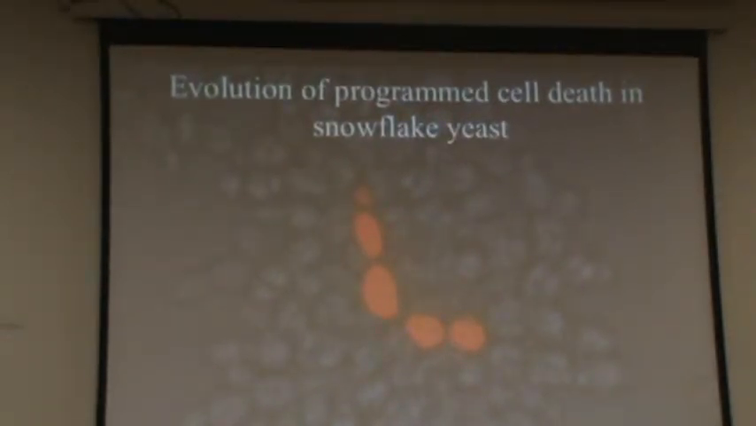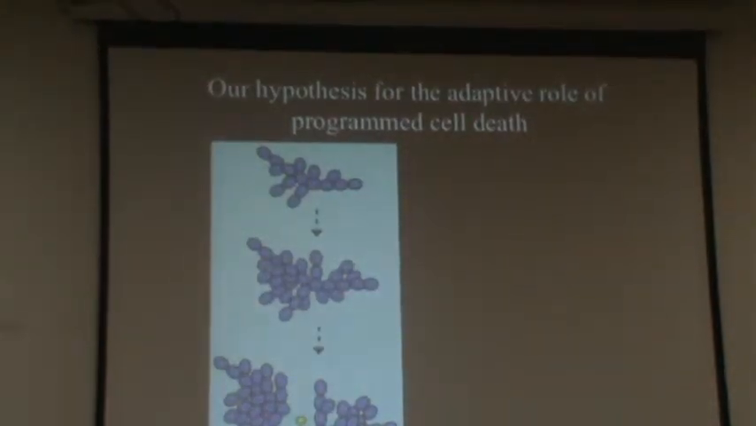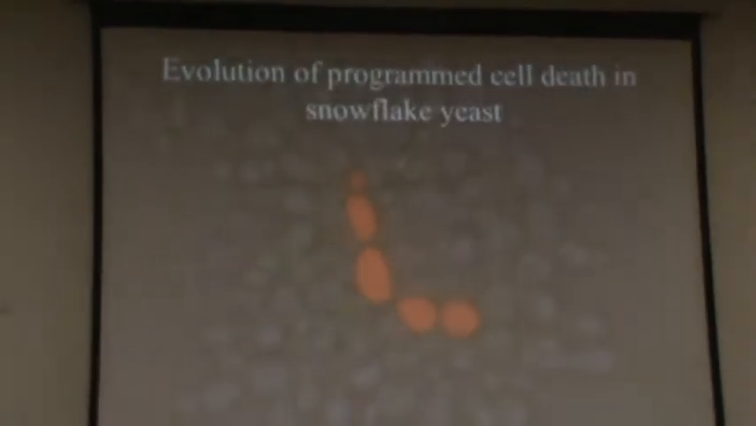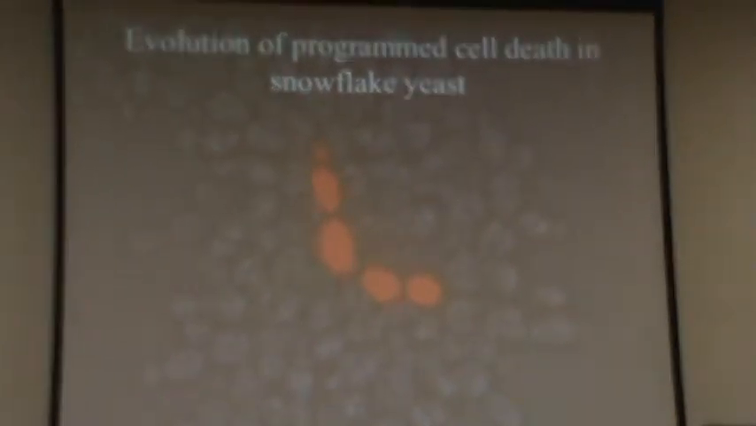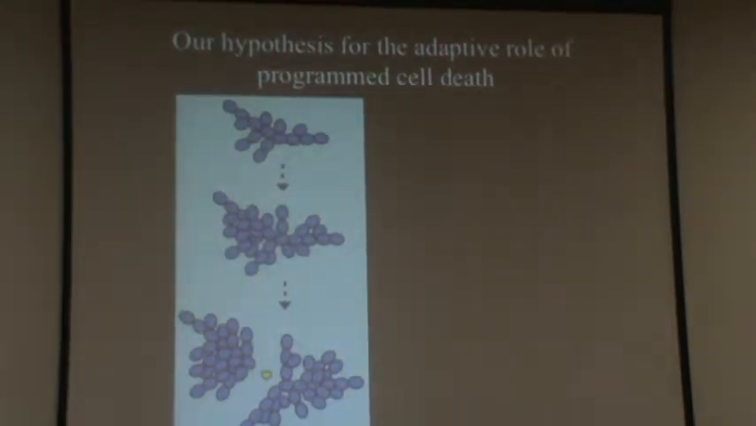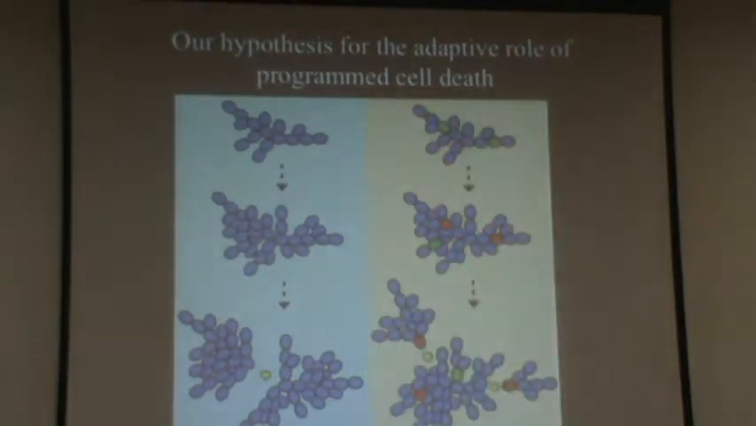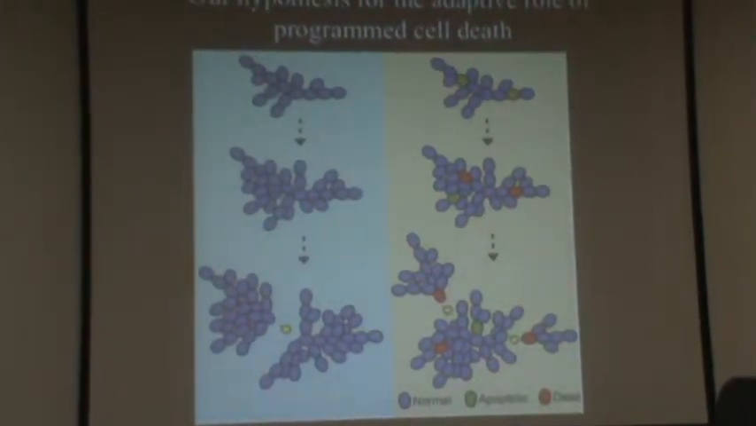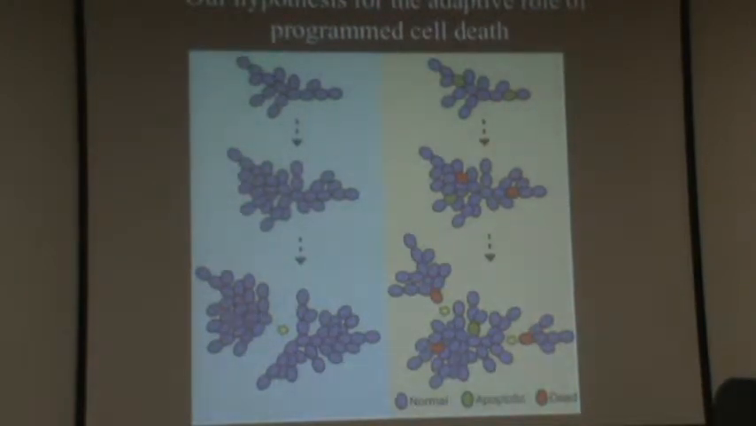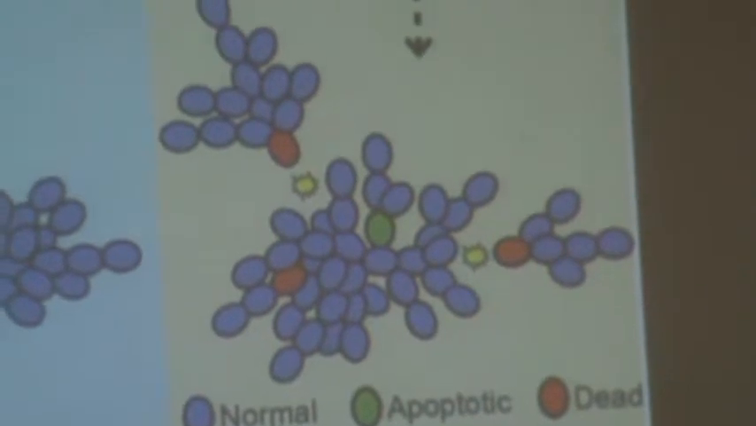So what we think is going on is that these apoptotic cells, these orange cells here, serve as breakpoints for the propagules. So you could have just random breakage, or you could have this programmed cell death, and where those nodes are is where, once the cell dies, you'll get offspring, right?